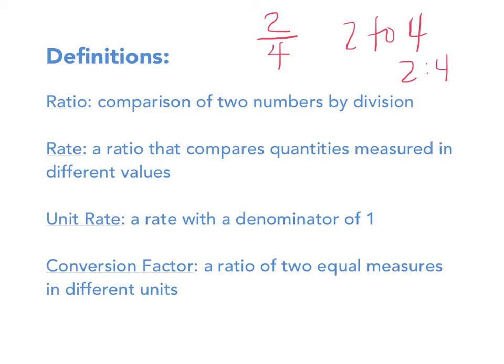A rate is a ratio that compares quantities measured in different units. So for example, your heart rate is the comparison of your heartbeats per minute. The different quantities there are beats and minutes. A unit rate is a rate with a denominator of 1. So if one pencil costs 30 cents, that's the unit rate for one pencil. And a conversion factor is a ratio of two equal measures in different units, like there are, I believe, about 3.3 feet per meter, equal measurements in different units, foot and meter.